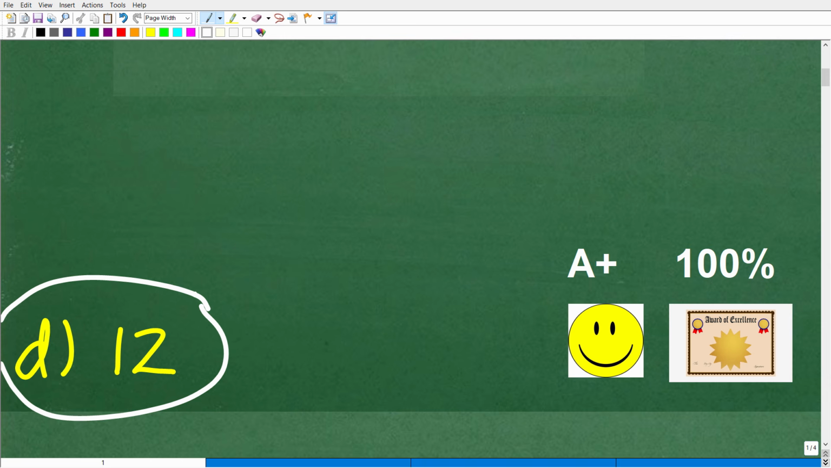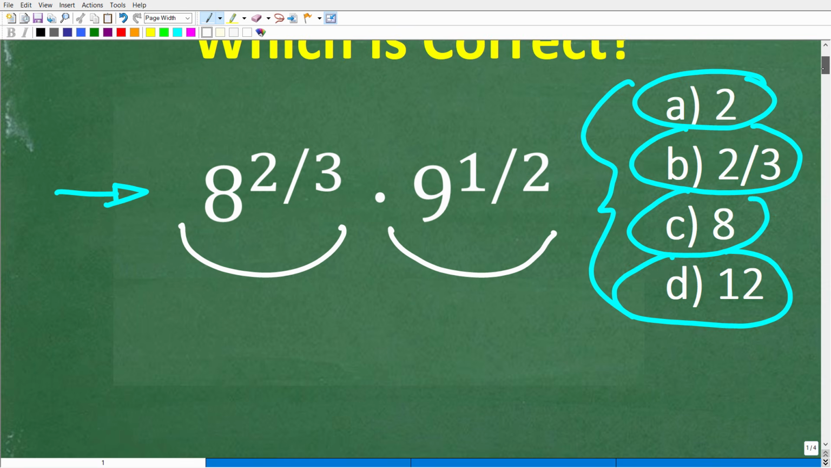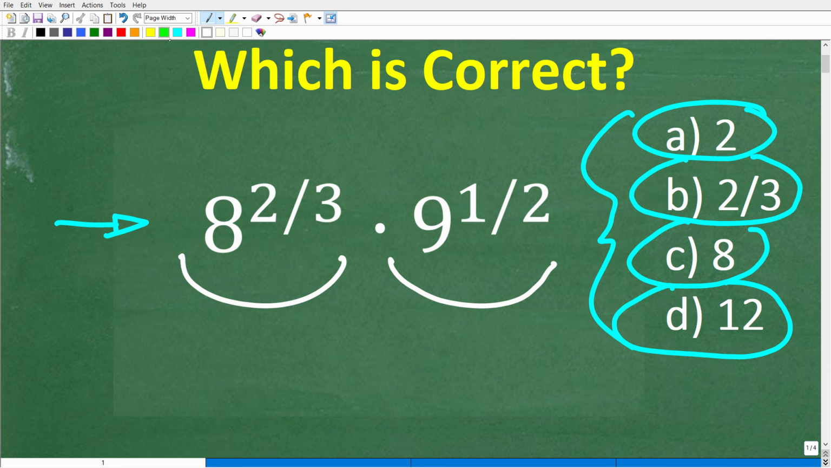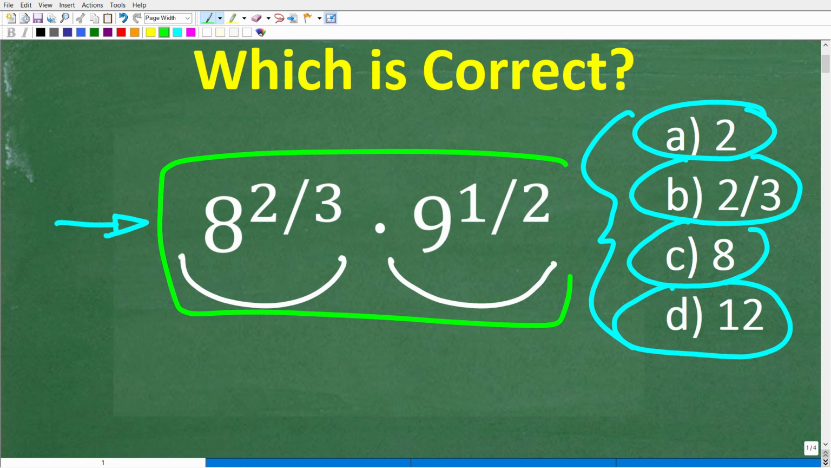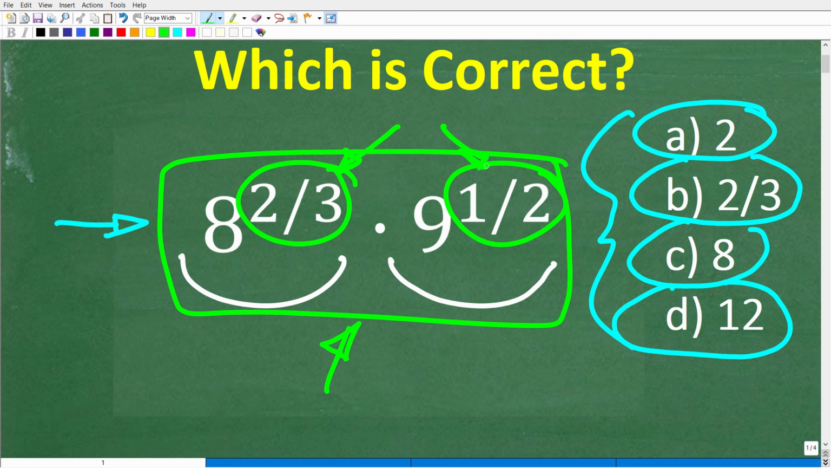Now, if you got this right, you definitely get a happy face, an A plus, and 100%, and a certificate of excellence, because indeed you appear to be a certified professional expert in the area of working with powers and exponents, which means you know a thing or two about the properties of powers and exponents. And in this particular case, our exponents, which is this part of the power, are rational numbers. So we're talking about something called rational exponents.